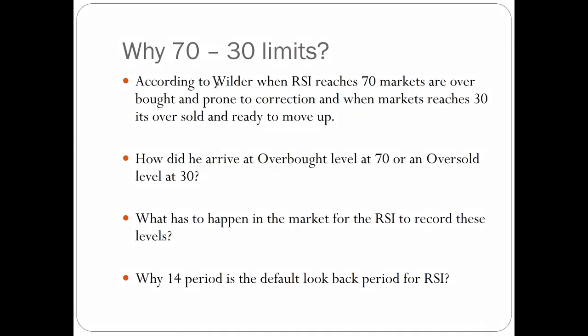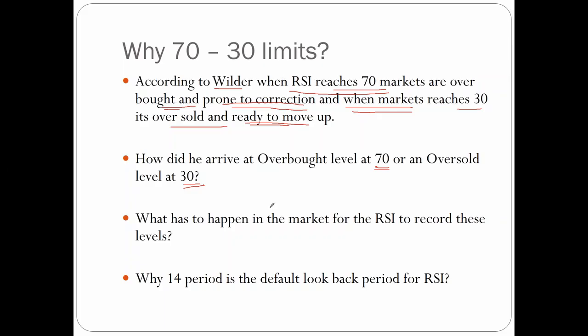So according to Wilder, when the RSI reaches 70, the markets are overbought and prone to correction. When the RSI reaches 30, they are oversold and ready to move up. So first question: how did he arrive at 70 as an overbought and 30 as an oversold area? What did he see there?